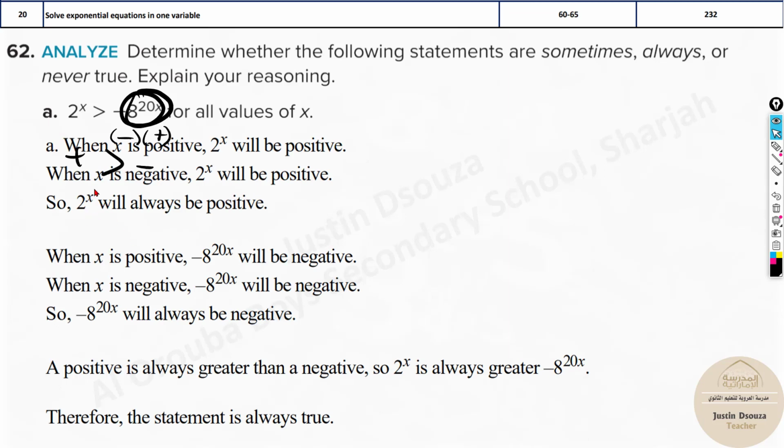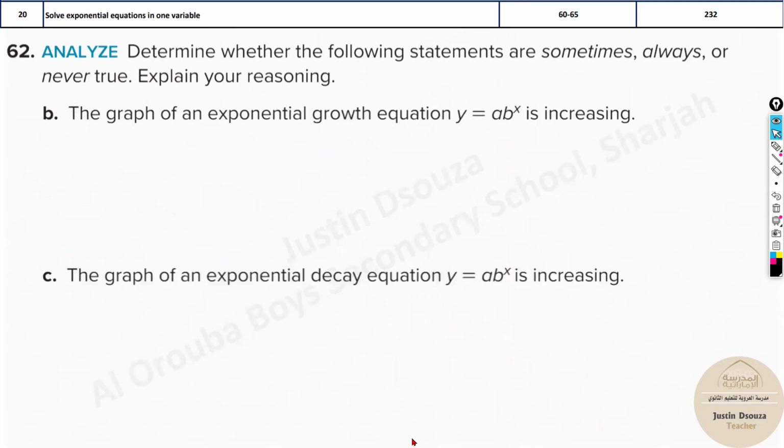This will always be true. Why? Because 2 to the power x will always be positive. Here, this part, 20 to the power x, will always be positive. But this minus sign is there, so it will always be negative. This part is always positive, but minus is multiplied, so it's always negative. So, yes, 2 to the power x will always be greater than this other term. Always true. Now, here we have the statement: the graph of an exponential growth equation is increasing.